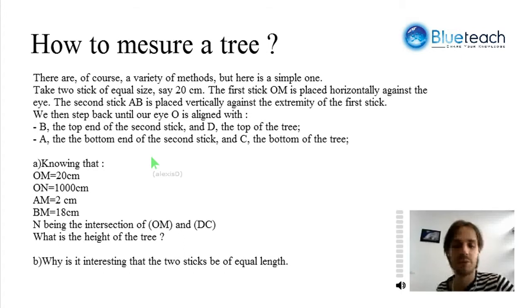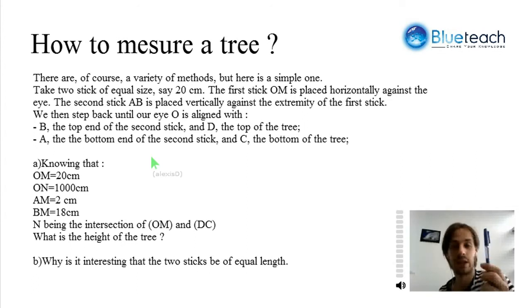Hi, in this video we're going to see how you can measure a tree with a fun trick. So the idea is to take two sticks of equal size. Here I'm going to take these two pens to represent the two sticks. The first stick, which we're going to call OM, is placed horizontally against the eye. So I'm holding that stick this way.